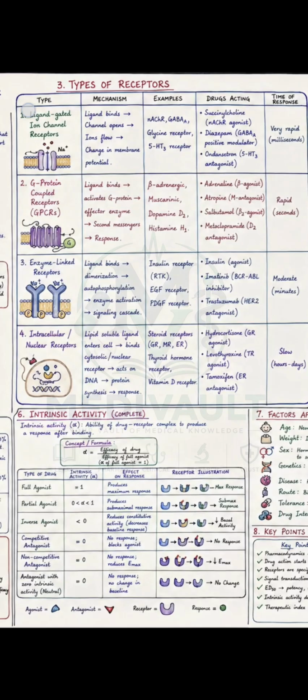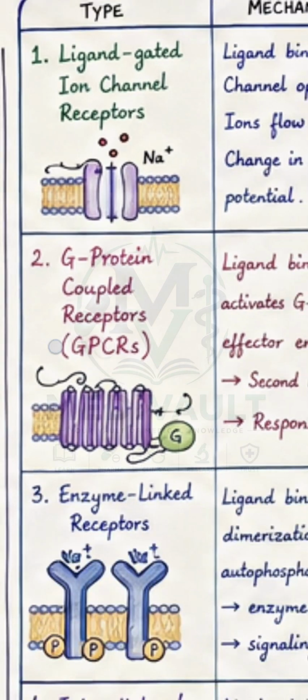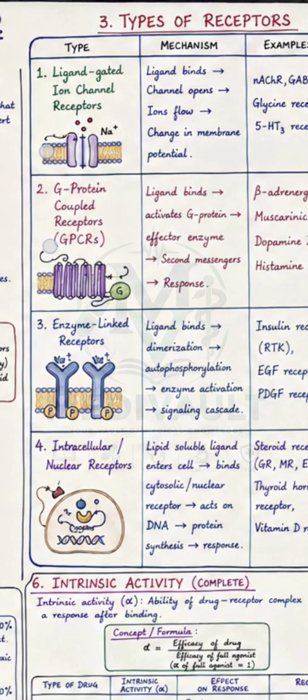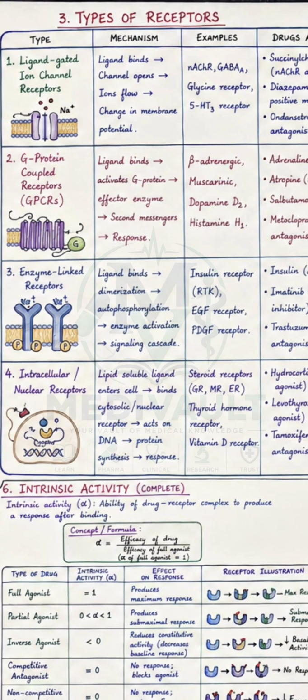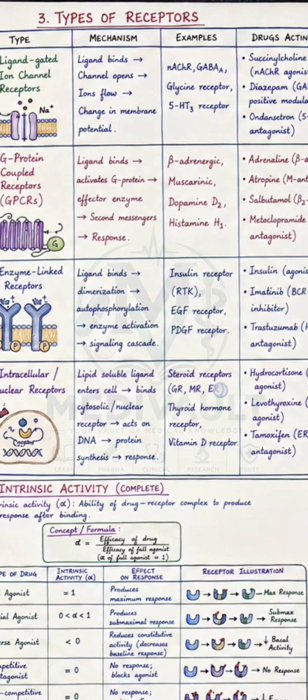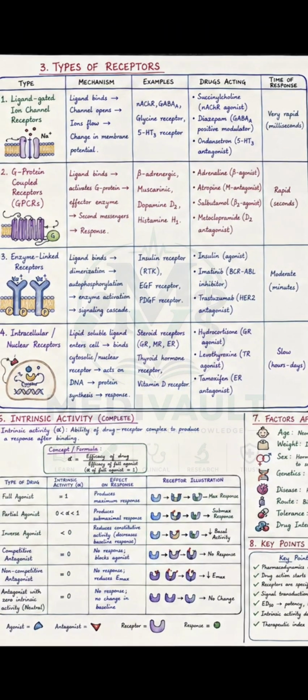We are going to study the first, ligand-gated ion channels. The mechanism is simple. Ion channels are present in the membrane, like sodium and potassium channels, and when the drug binds to them, they open or close these channels, and ions move outside or inside the membrane. When ions flow, they activate or deactivate the system. Examples are the acetylcholine receptor, GABA receptor, glycine receptor, and serotonin receptors.